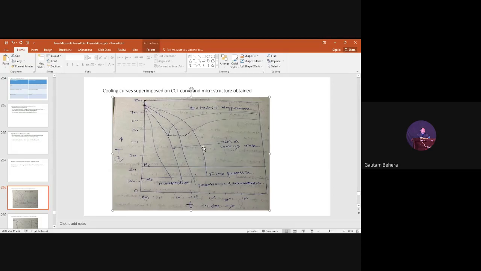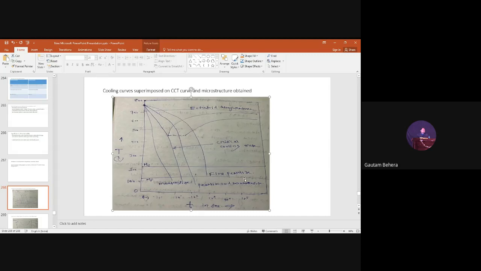So now we can see these are the cooling curves. This is one cooling curve. This is the next cooling curve. This is the next cooling curve. And this is the next cooling curve. You can see the cooling curve starts from a temperature above the eutectoid temperature. That means here austenite is present. Homogeneous austenite is present. And upon cooling, what is the transformation? So you can see the first cooling curve is like this. So it is forming fine pearlite.